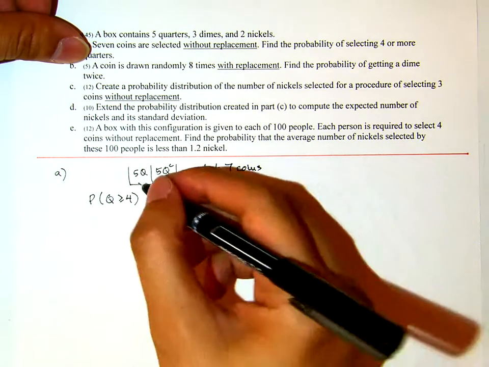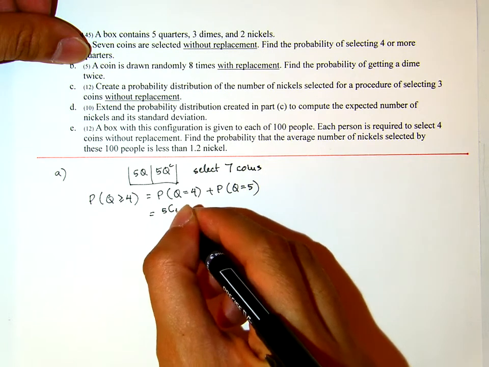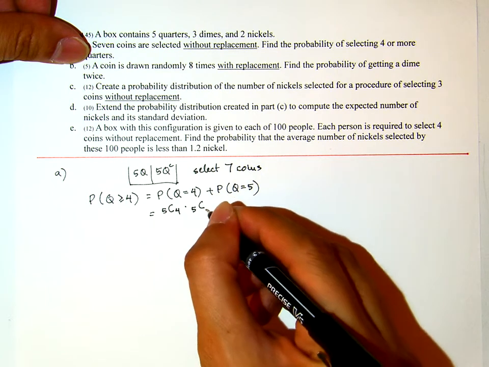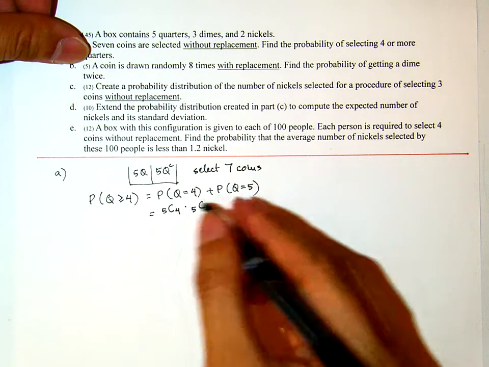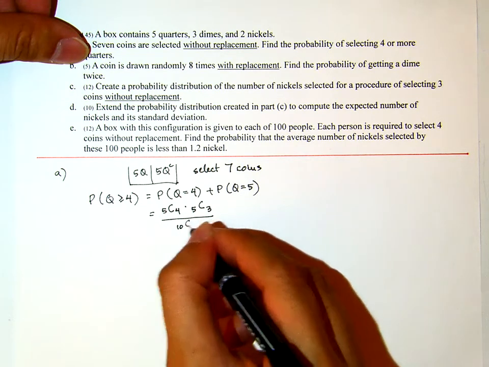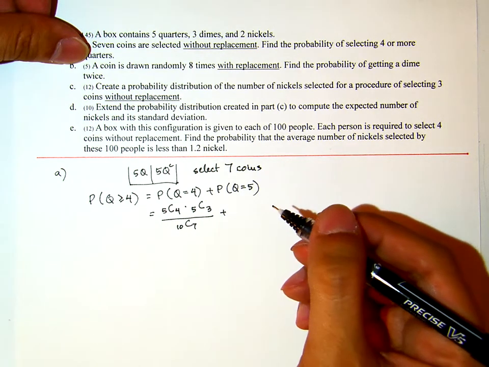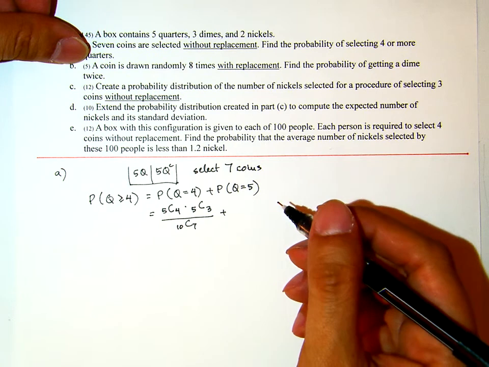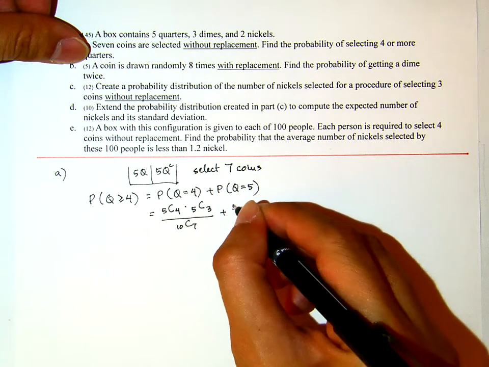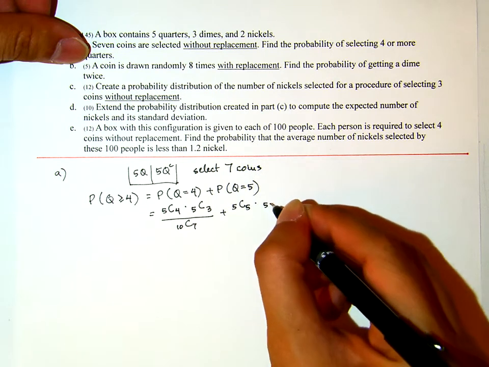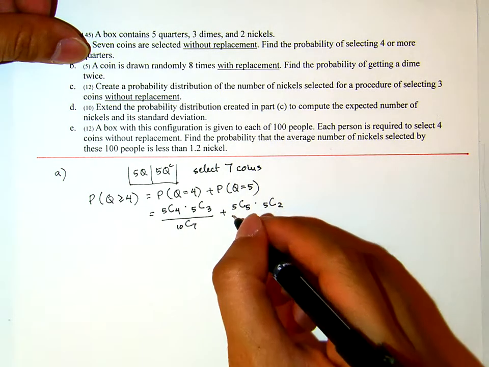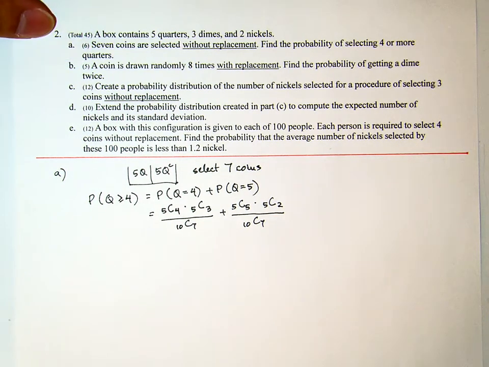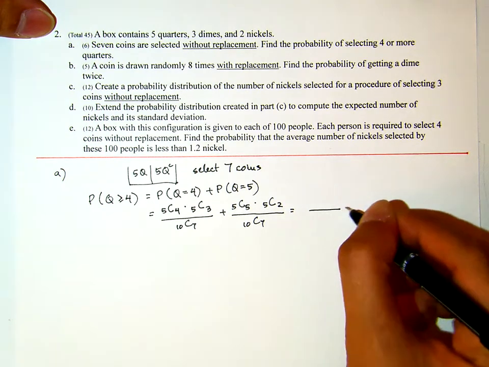So if I select 4 out of 5 quarters, there will be 5 choose 4 times the rest of the coins, 5 non-quarters. I need to select 3 of them because a total of 7. Okay, over 10 choose 7, plus. The first one there is the probability of selecting 4 quarters. Now let's see what is the probability of selecting 5 quarters. Out of 5 quarters I choose all 5, times 5 non-quarters I choose 2 of them, over 10 choose 7.